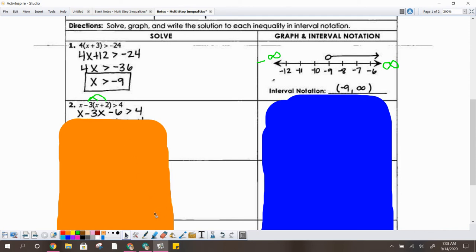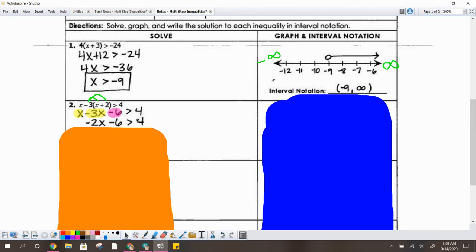Step 2 is to combine our like terms. So we're going to go ahead and combine our like terms. We've got an x term here and an x term here. And then we have just a constant term here, so that's going to stay the same. So we're doing 1x minus 3x to get negative 2x. Bring down the minus 6 is greater than 4.